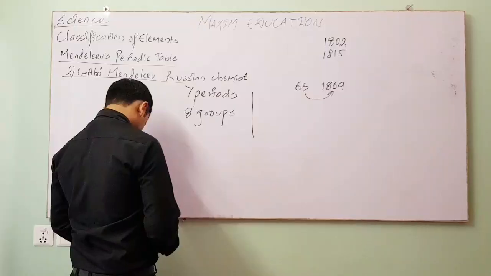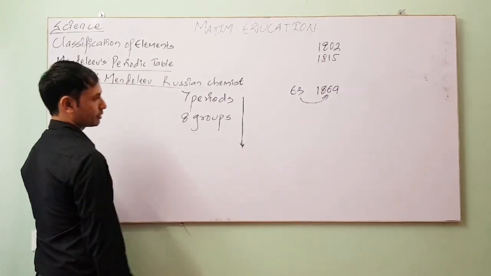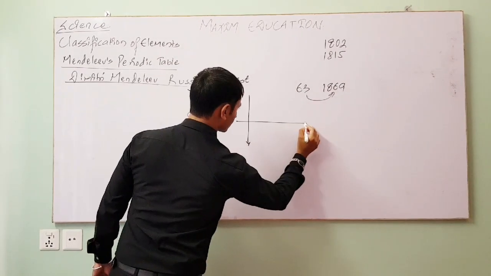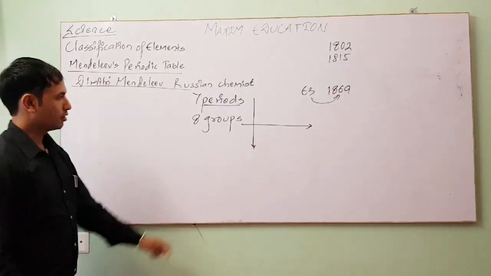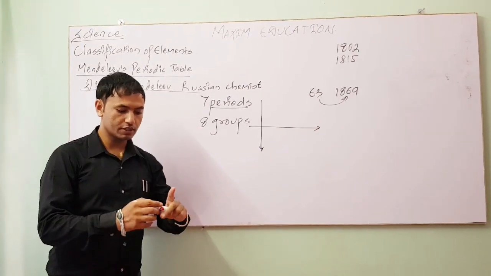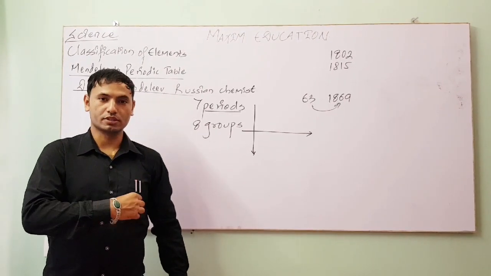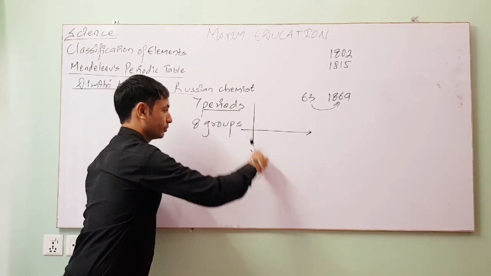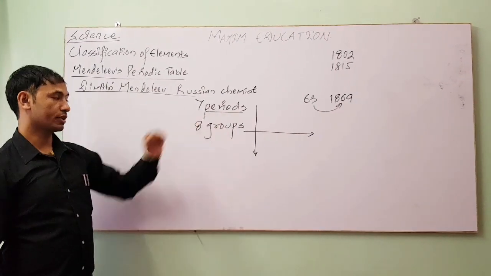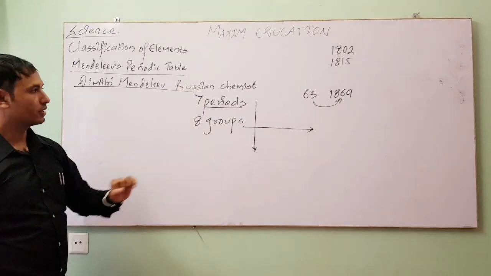Periods. The vertical columns in the periodic table are called periods, and the horizontal rows are called groups. Periods, groups. It is easier for you to understand: column is column, and horizontal rows are called groups. So he divided the 63 elements into 7 periods and 8 groups.